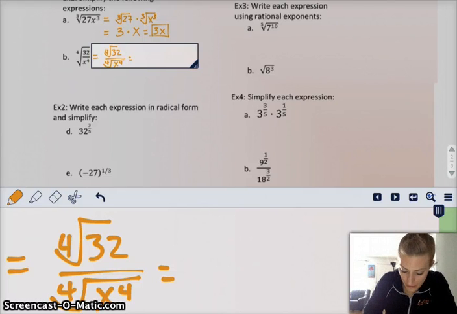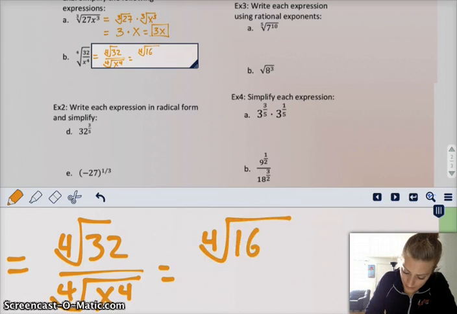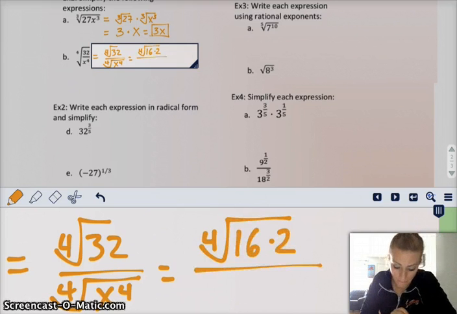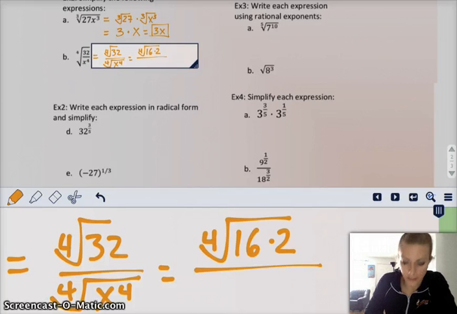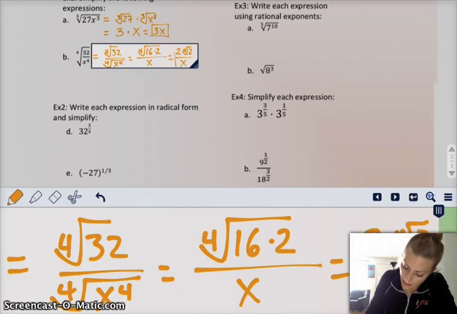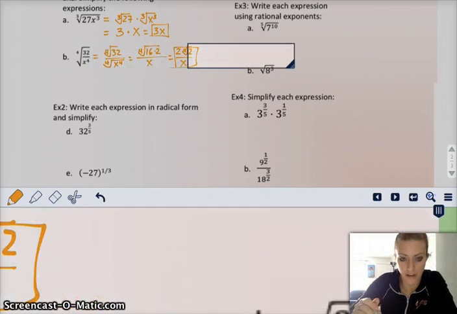Fourth root of 32 is the fourth root of 16 times 2. And the fourth root of x to the 4th is just x. And then that becomes the fourth root of 16 times the fourth root of 2. So that becomes 2 times the fourth root of 2 all over x. And that, my friends, is my final answer.